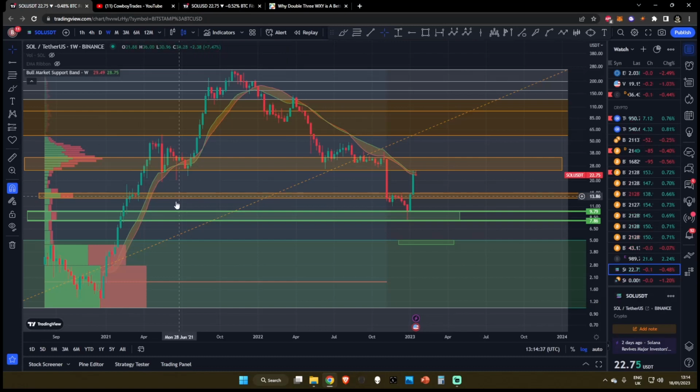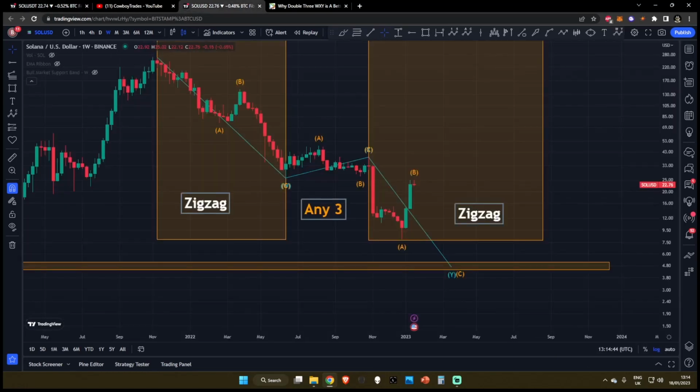Now, in terms of how far we have to go, being conservative, the top of the range of the volume profiles starts around about $4.50. So if we take a measured move from where we are at this moment in time down to $4.50, you could potentially see another 80% drop playing out for Solana.